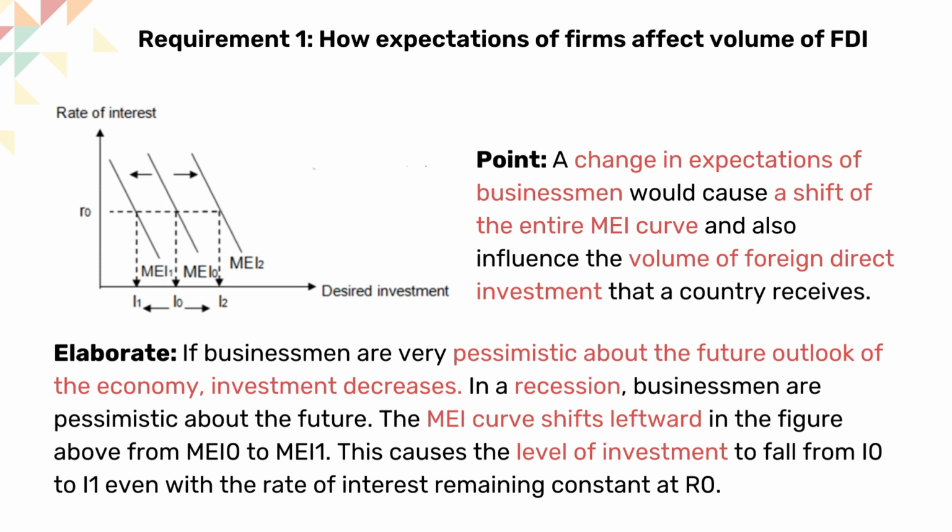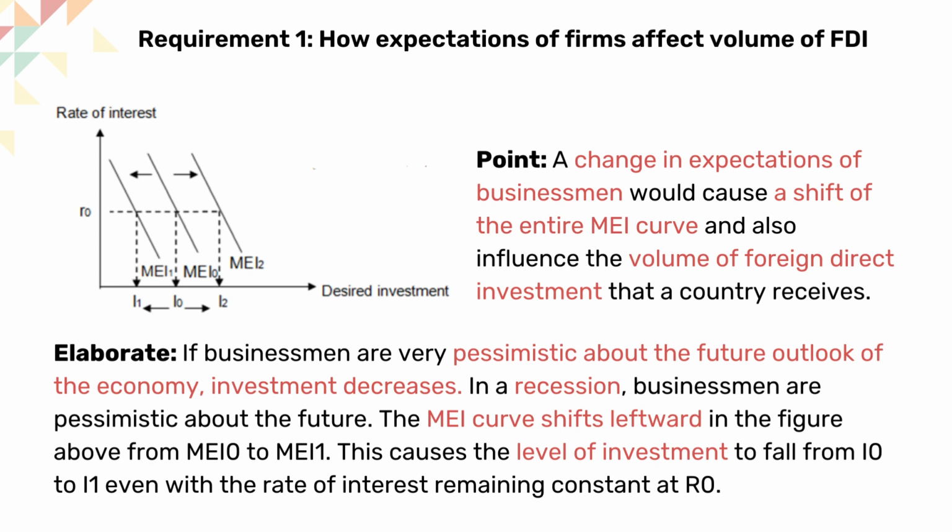Zooming into the first requirement, which is how expectations of firms affect the volume of FDI, we'll be using the MEI curve as a tool of analysis to make our answer more rigorous. The MEI curve shows the inverse relationship between interest rate and level of desired investment, holding the price of the investment constant. Thus, a change in non-interest rate factors could shift the MEI curve and hence the level of desired investment.